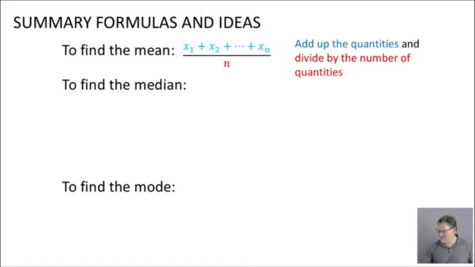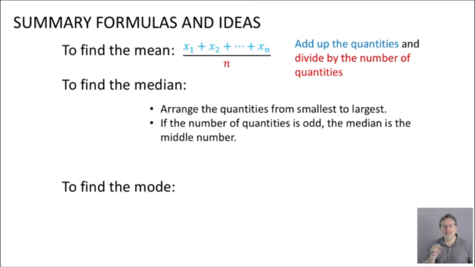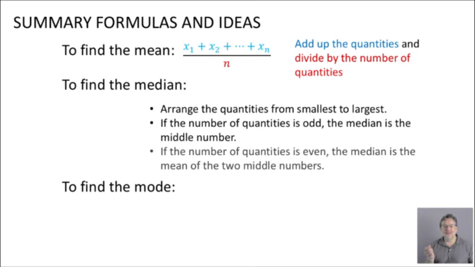To find the median, we arrange the quantities from smallest to largest. We've done that a few times today. And if the number of quantities is odd, then the median is the middle number. And if the number of quantities is even, now you have to find the two values that are in the center and average the two of those together. That's how you find the median.